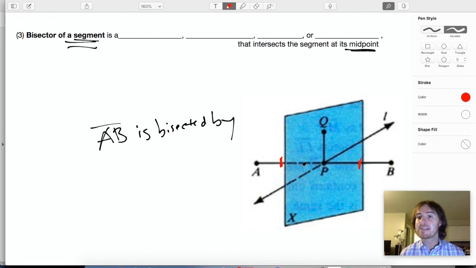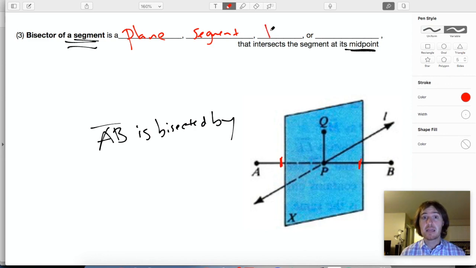If that's the case, the things that bisect this particular line segment are, well, a plane. Plane X looks like it bisects AB, right? It cuts AB in half, right? It goes through its midpoint. Segments, like the segment QP, also look like they indicate where the halfway point is on segment AB. So a segment can do that too. And what else goes through here?